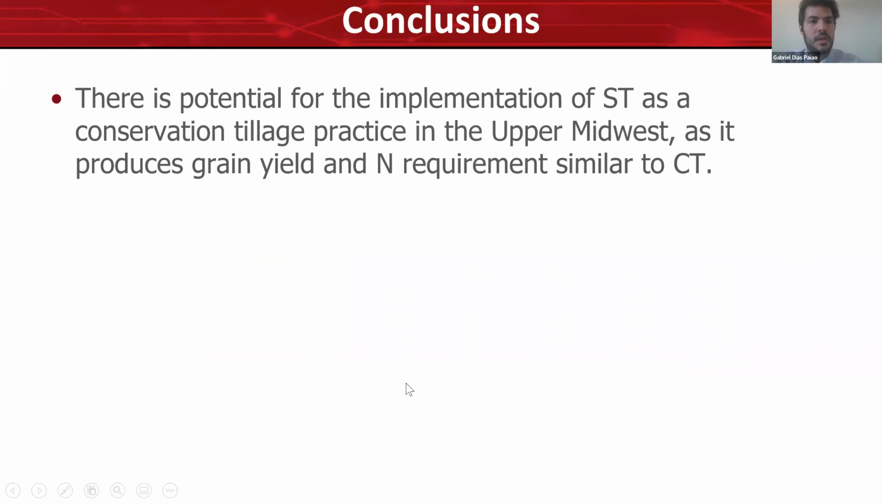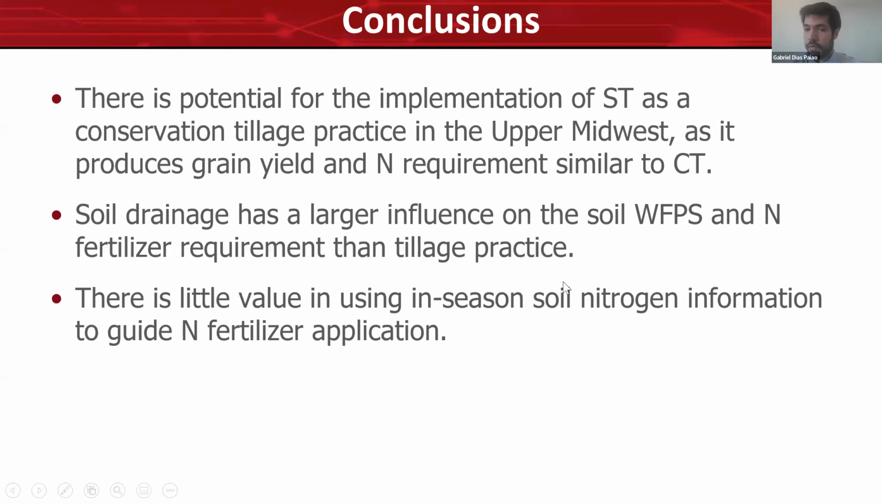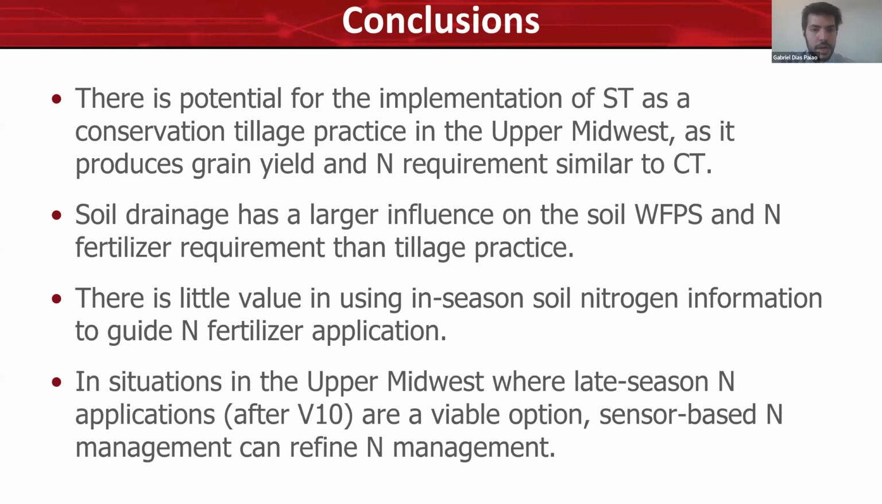So in conclusions, there is potential for the implementation of strip tillage as a conservation tillage practice in the upper Midwest, as it produces grain yields and nitrogen requirements similar to conventional tillage. Soil drainage has a larger influence on the soil water or tilled pore space and nitrogen fertilizer requirements than tillage practice. There is little value in using soil nitrogen information to guide nitrogen fertilizer application, and in-season or canopy sensing may be a viable option to manage nitrogen in situations where late season nitrogen applications are possible.